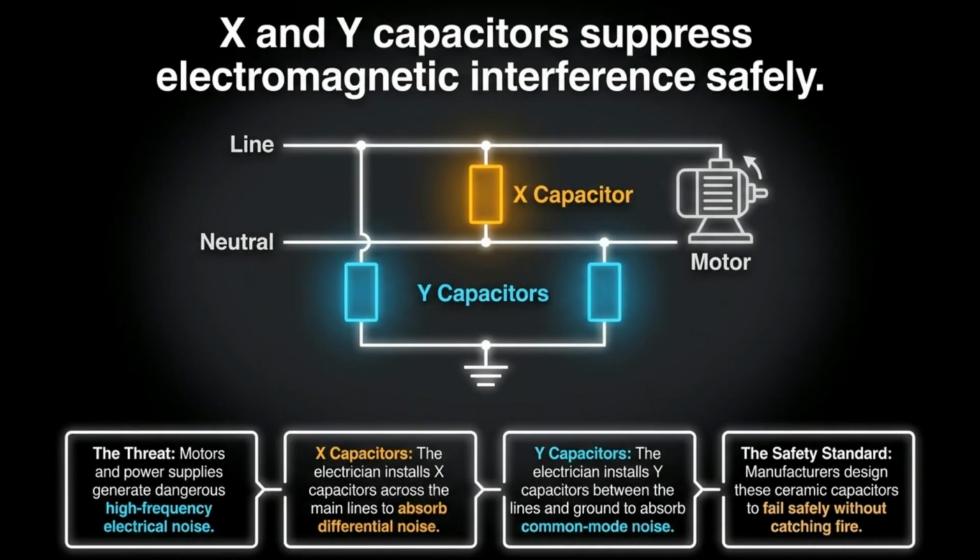X and Y capacitors suppress electromagnetic interference safely. X capacitors absorb differential noise across the main lines. Y capacitors absorb common mode noise between the lines and ground. They are designed to fail safely without catching fire.